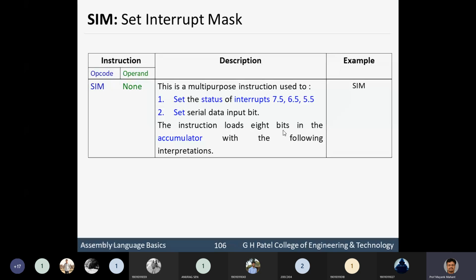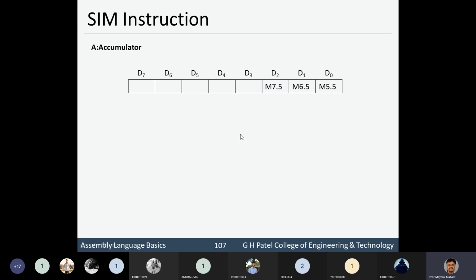This instruction loads the 8-bit data from the accumulator with the following interpretation. So you can load the accumulator with this interpretation. If you want to mask 7.5, 6.5, 5.5, you can set the corresponding bit to 1. Suppose I set bit 2 of my accumulator to 1 and execute the SIM instruction, then it will mask my 7.5 interrupt, but 6.5 and 5.5 will not be masked.